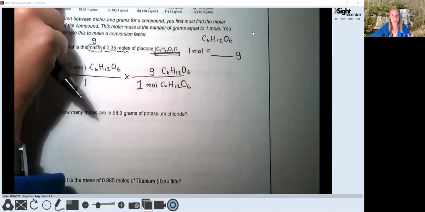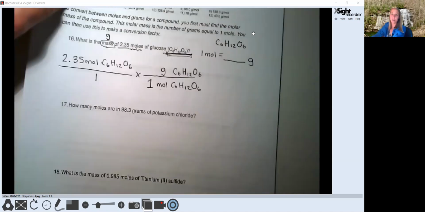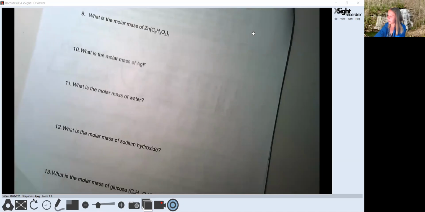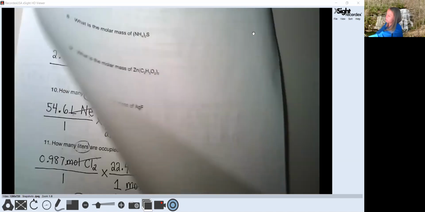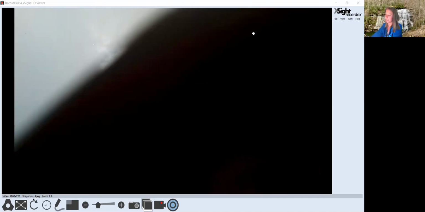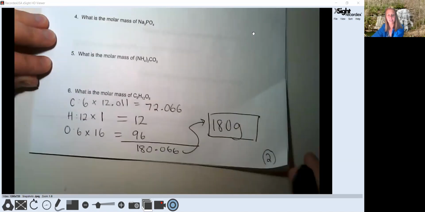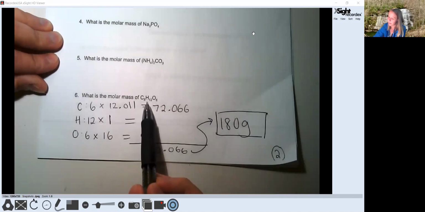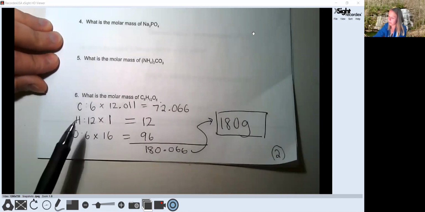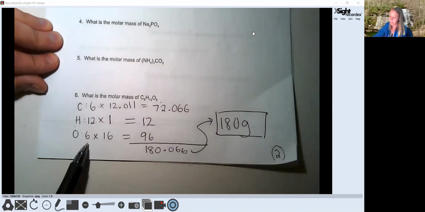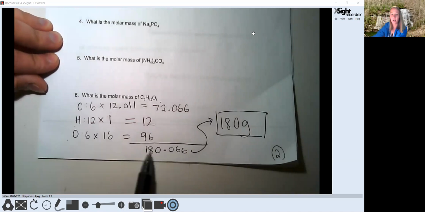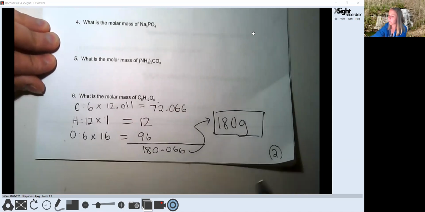Normally we would have to add all this up, but we actually already did this in a previous problem. So I'm going to cheat a little bit. We're going to go back and look at what we got before. Let's see. It was back somewhere. Here it is. What is the molar mass of C6H12O6? Well, we added up 6 carbons and 12 hydrogens and 6 oxygens. When we added that all together, we got 180 grams per 1 mole of C6H12O6.